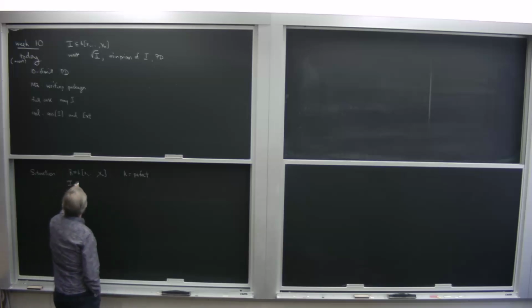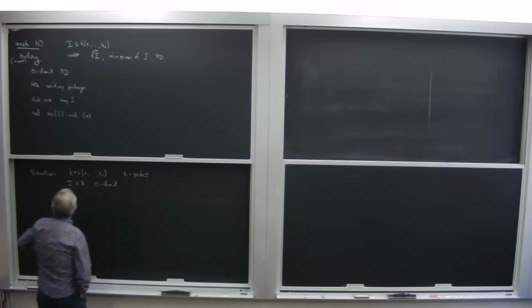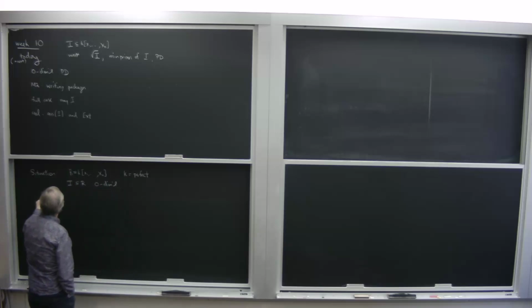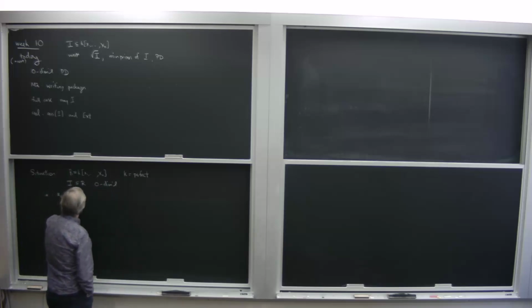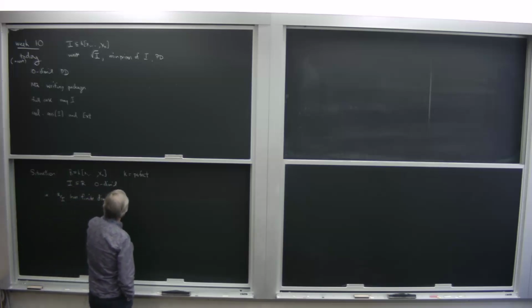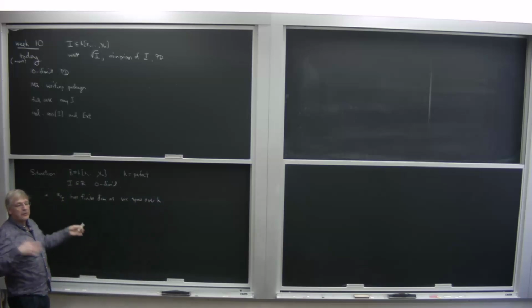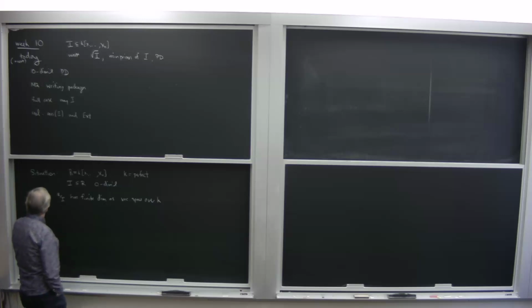And now here we have I is contained in R, and this is zero-dimensional. And remember that that means that R mod I has finite dimension as a vector space over K. Okay. And then we went through the number of points that you can get from that and so on and so forth.